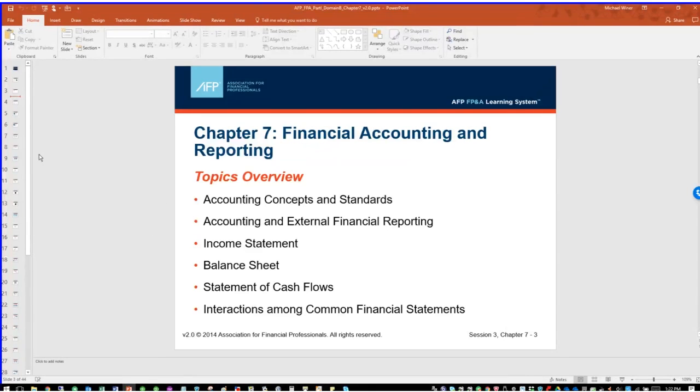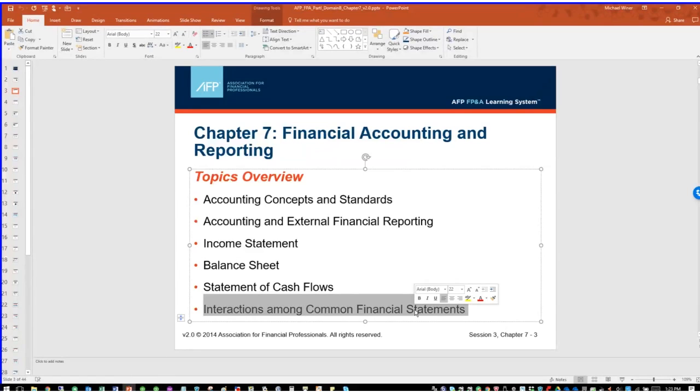So there are accounting concepts and standards. There are accounting and external financial reporting, income statement, balance sheet, statement of cash flows, and the interactions. Where I want to spend time is, I'm going to kind of go through all of this, but I want to make sure that we cover the interactions. That's real important, but we'll cover all of these.